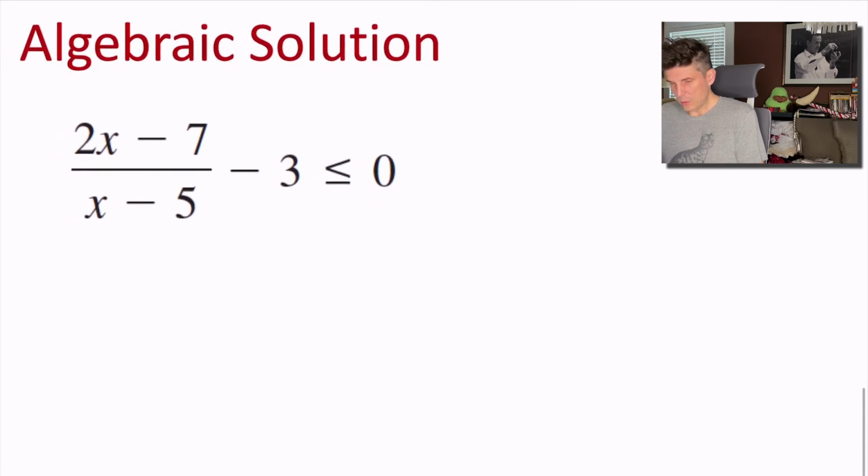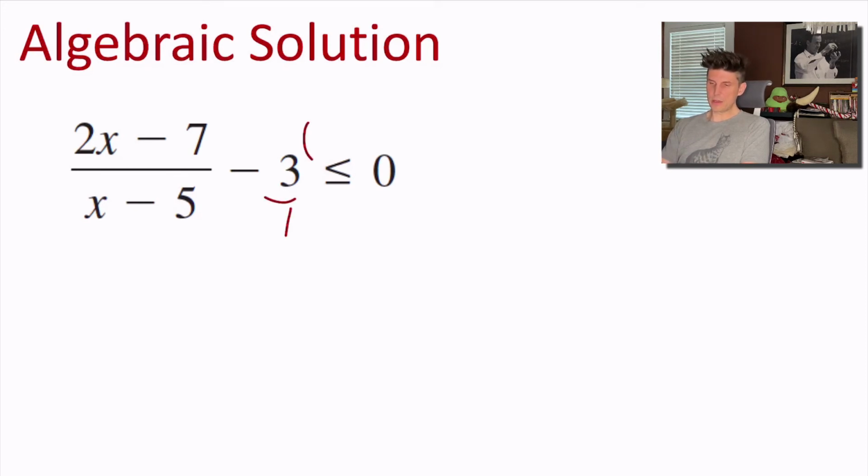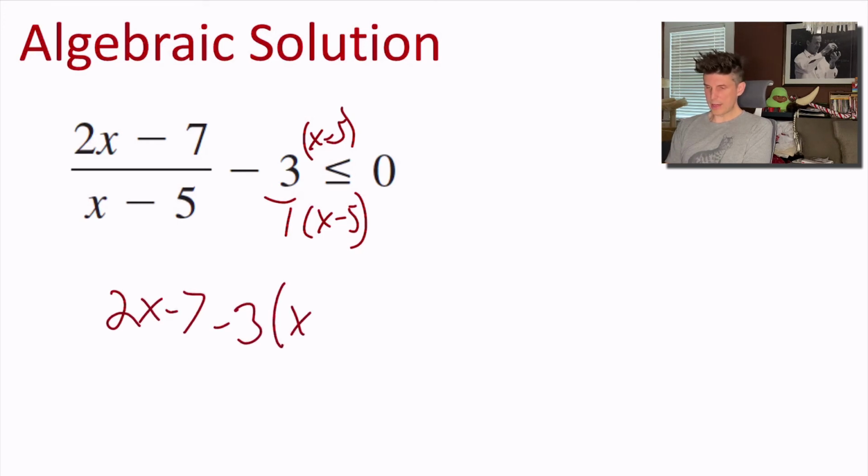So algebraically, we'd want to focus, again, on moving everything to the left side, and then condense this into one expression. You have that -3 there. We want to make this one rational expression and factor it as much as possible. So the way we would do that is we can start by multiplying top and bottom of the 3 by x minus 5. We have a common denominator, so we have 2x minus 7 minus 3 times the quantity x minus 5 all over x minus 5 is less than or equal to 0.